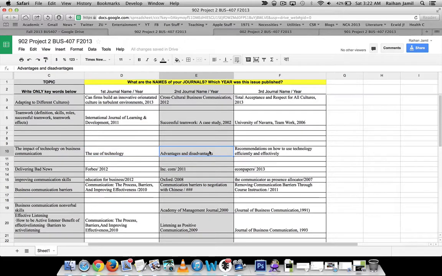Advantages and disadvantages. Again, this could be your main point. But what does it say? Names of your journals and year. This is not the name of a journal. Recommendation. This is not the name of a journal.